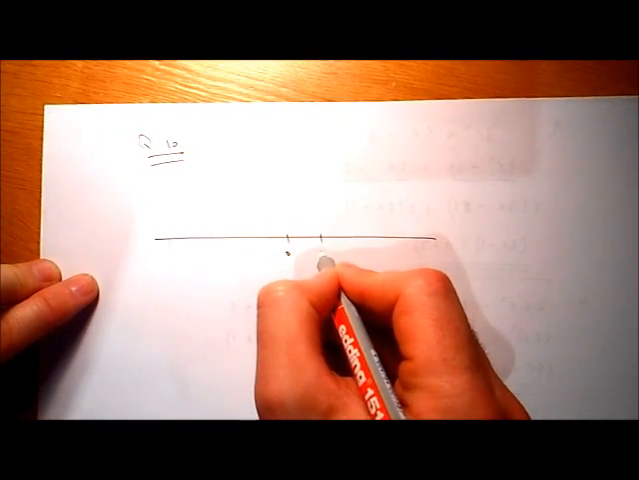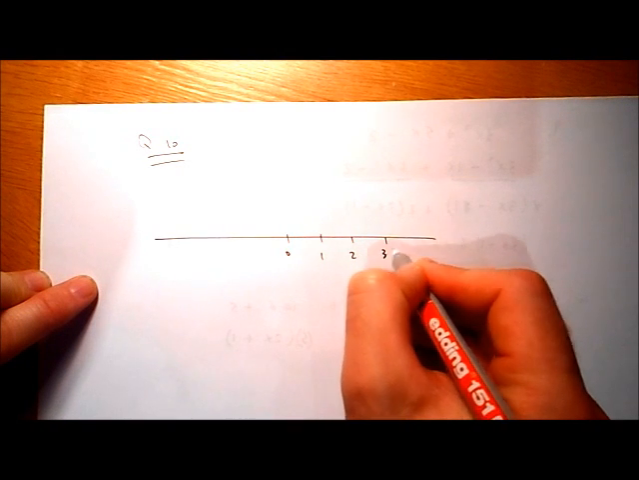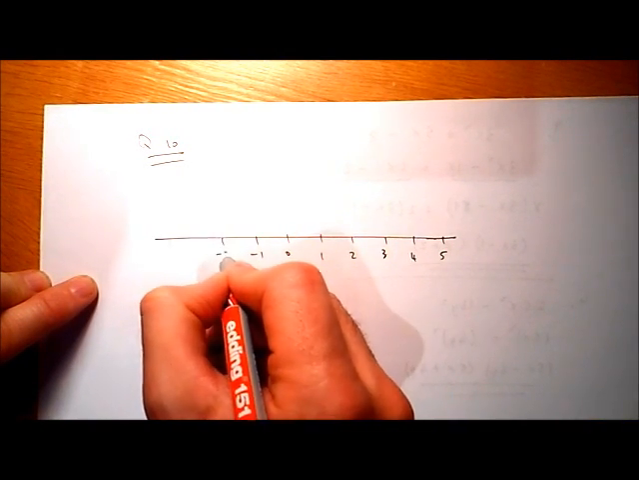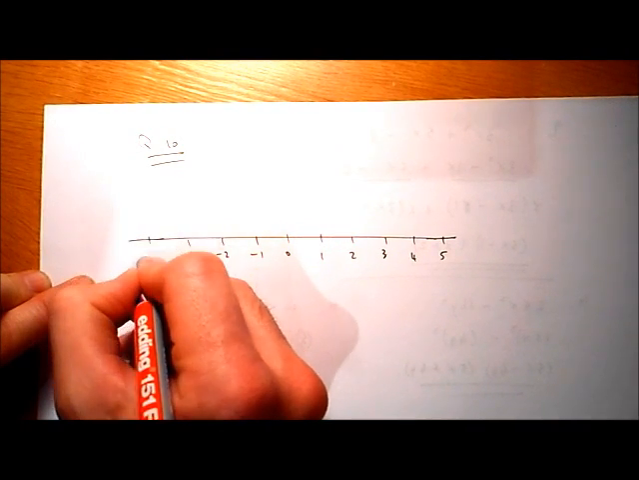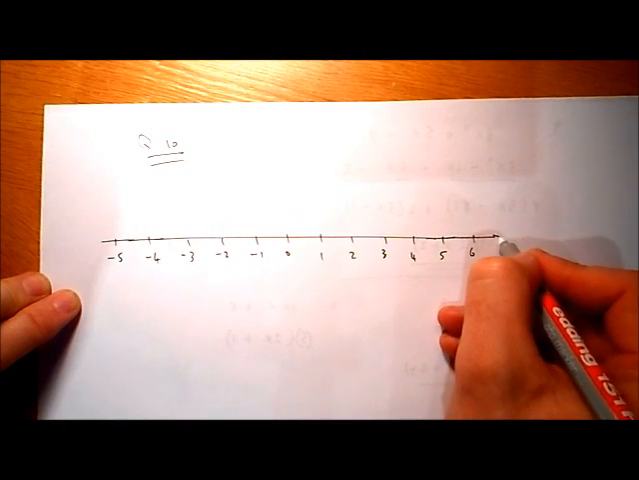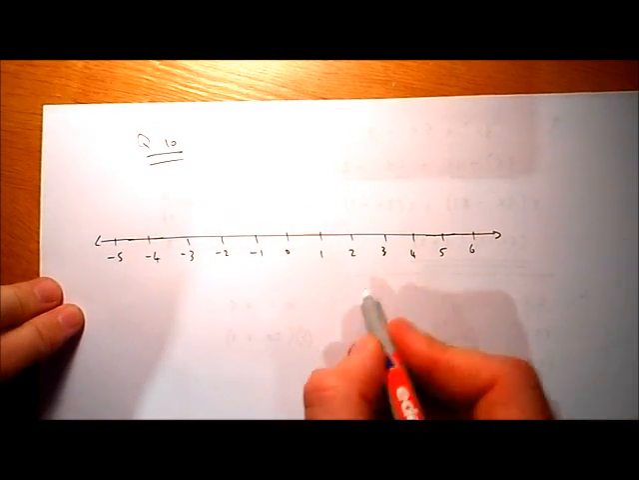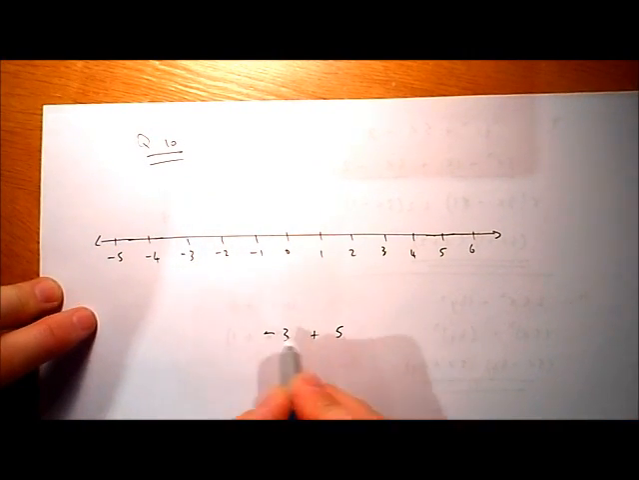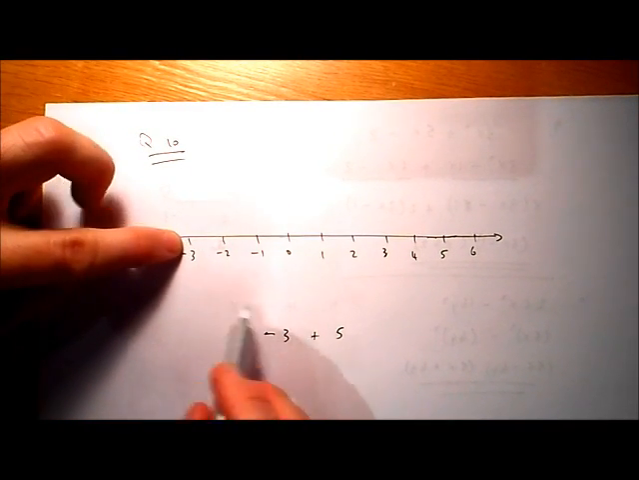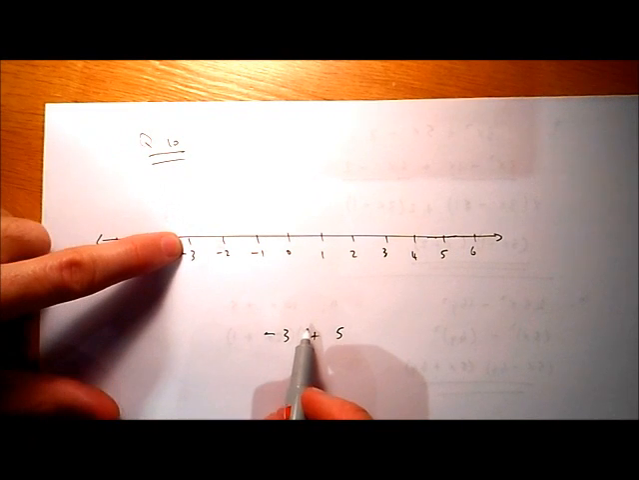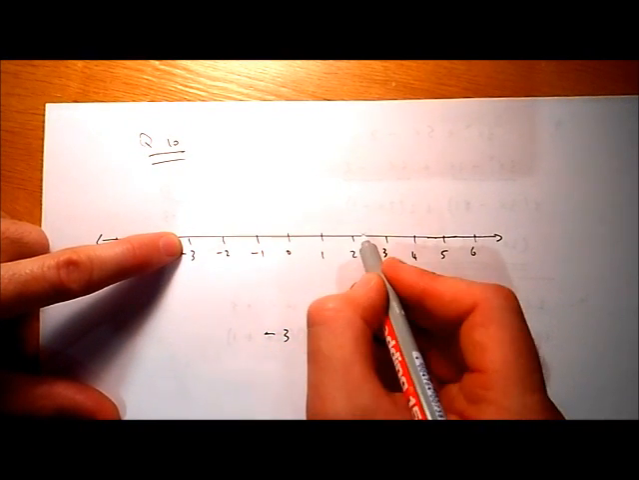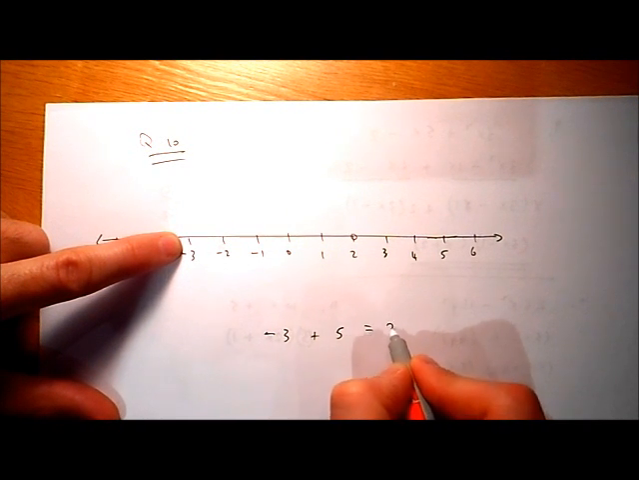So we've got question 10. We have to add up minus 3 plus 5. So let's just show you how to do that. I'm going to draw a number line. 0, 1, 2, 3, 4, 5, minus 1, minus 2, minus 3, minus 4, minus 5, let's go to 6. So we have to add up minus 3 plus 5. So let's go to minus 3, which is here, and it's plus 5. Because it's plus, we're going to go to the right 5 spaces. So 1, 2, 3, 4, 5, and I get to 2, and that's my answer.